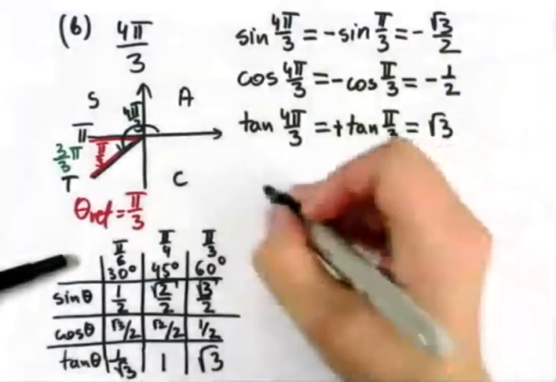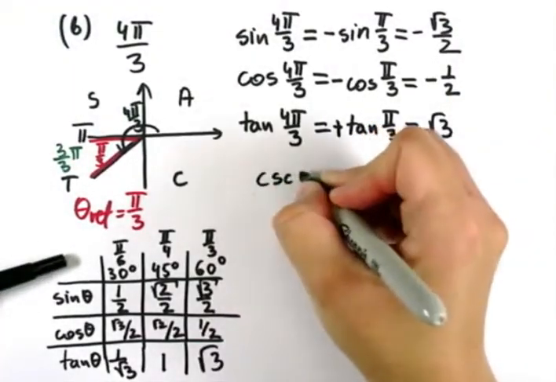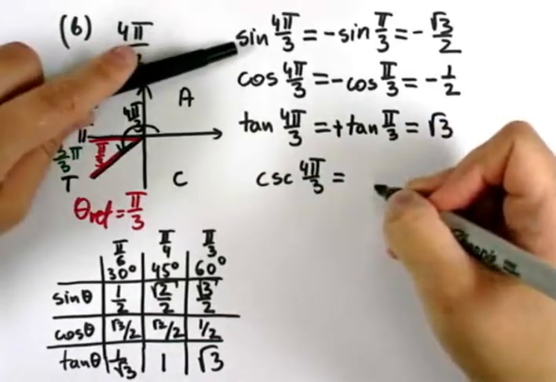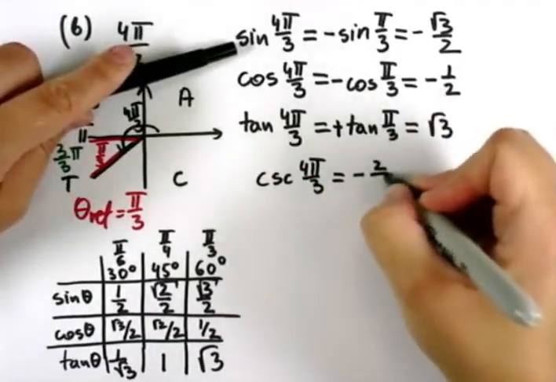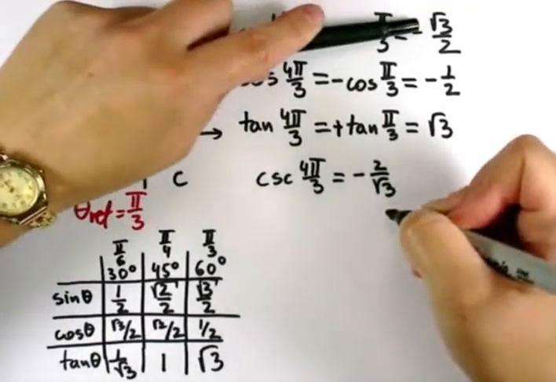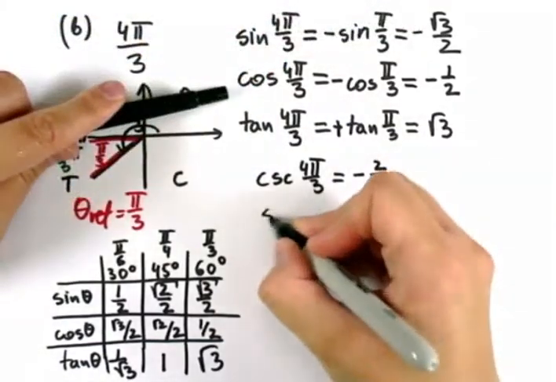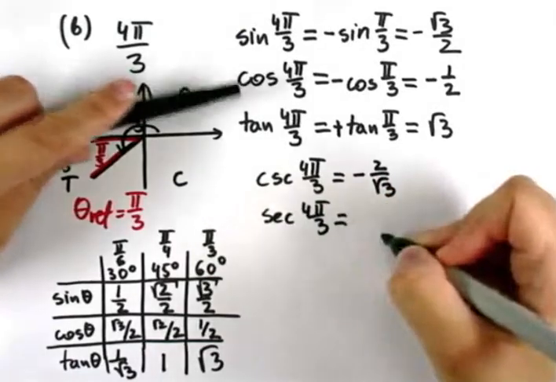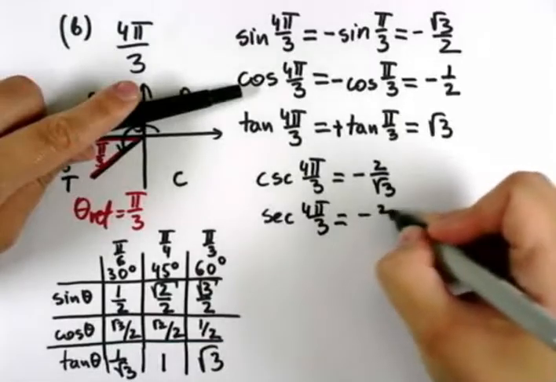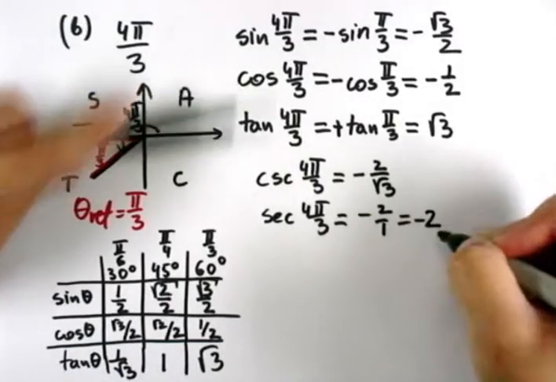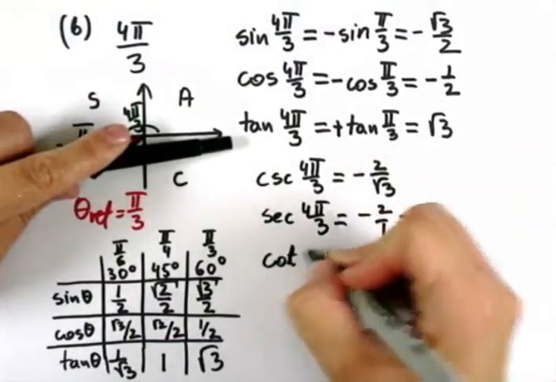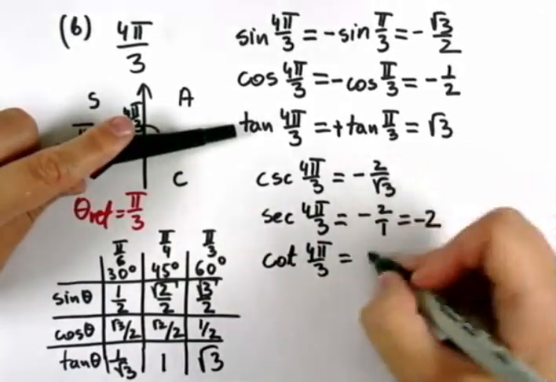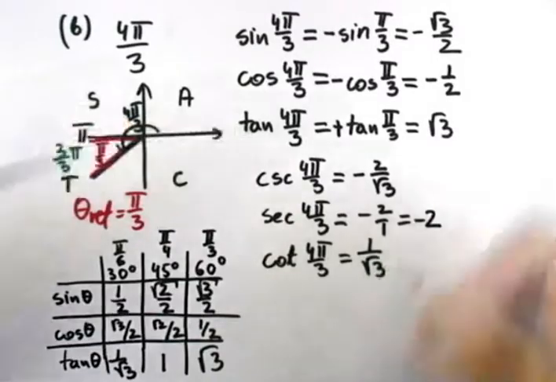And then we have reciprocal functions. Cosecant 4 pi over 3 is the inverse of sine, which is minus 2 over root 3. Flip this over. And then secant of 4 pi over 3 is inverse of cos. Flip this over, which is minus 2. And cotangent 4 pi over 3 is the inverse of tangent, so we have 1 over root 3.